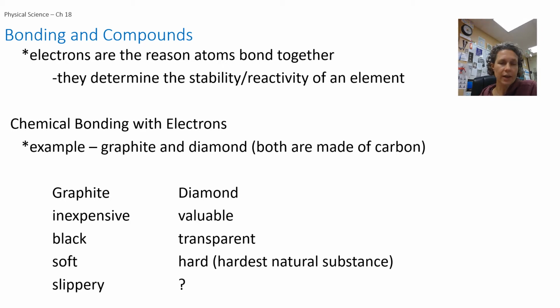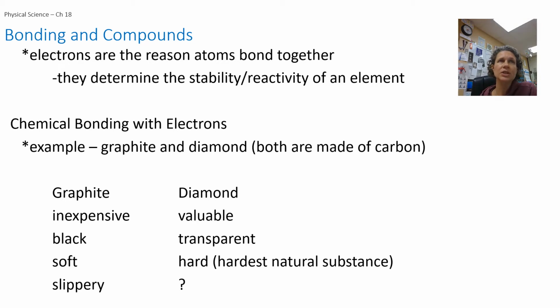Atoms bond together typically because it makes them more stable. They like to have a certain number of electrons, which again we'll get to in a minute, and that arrangement of electrons when they are together makes them more stable or changes their reactivity. It also, depending on the ways that the bonds are formed, can make a huge difference in the substance itself.